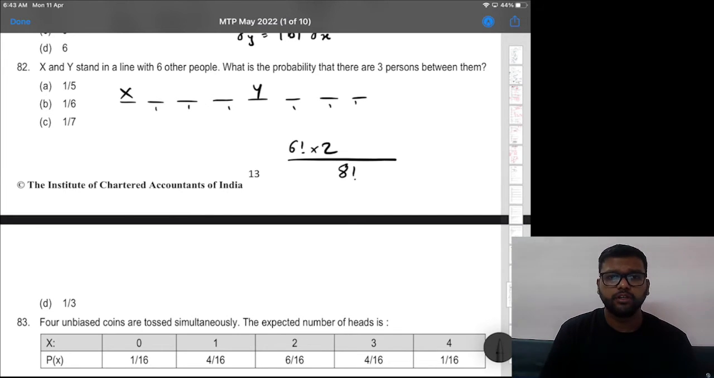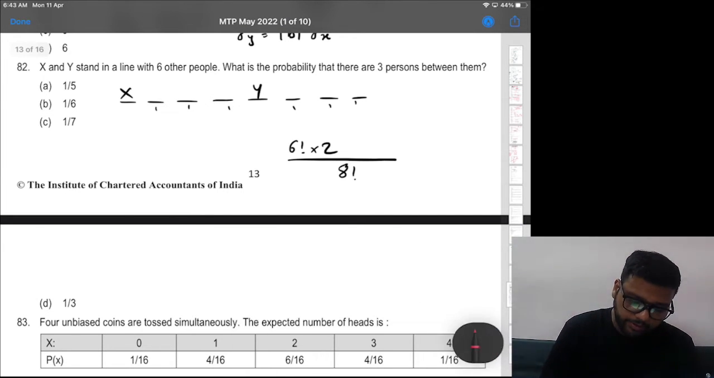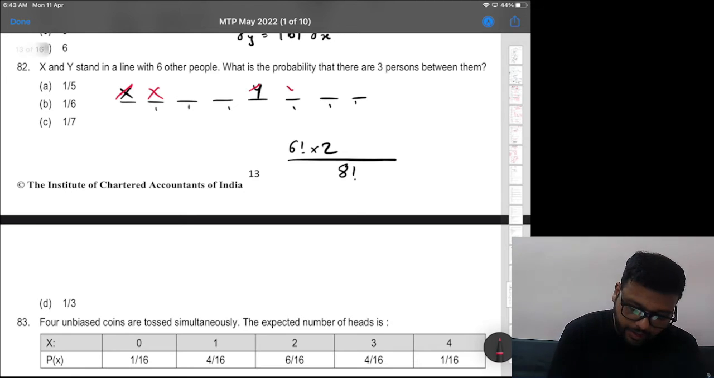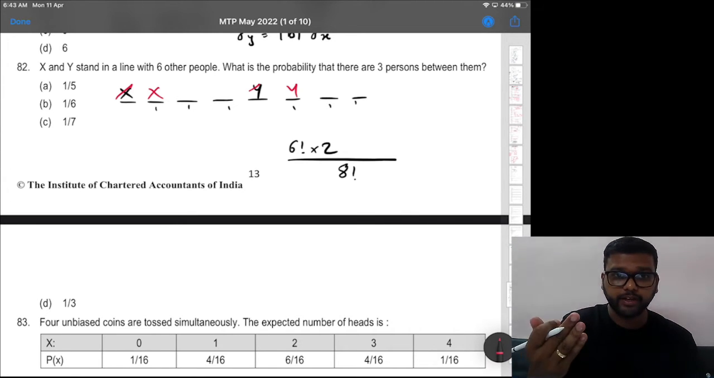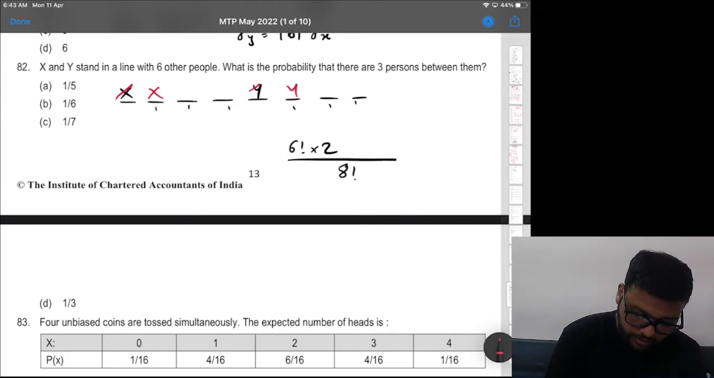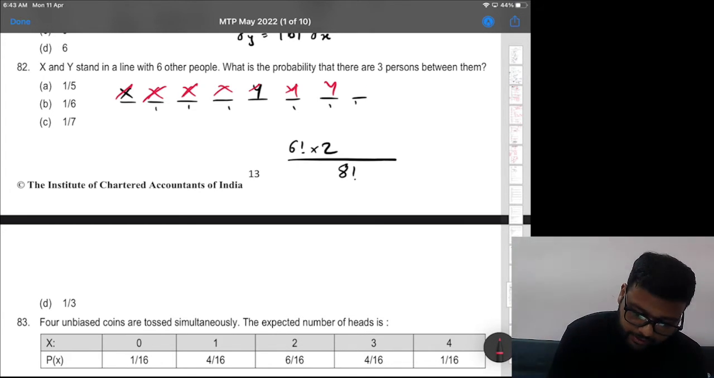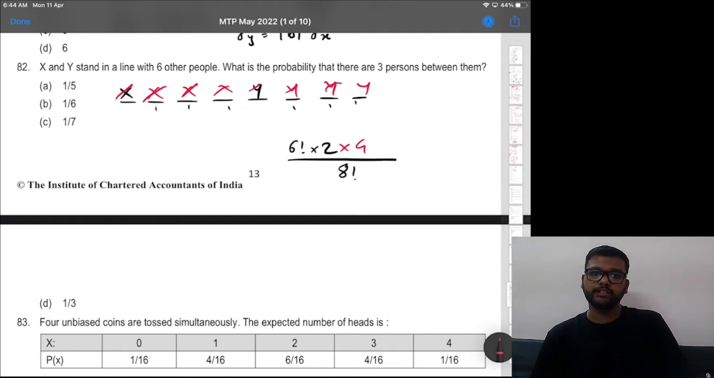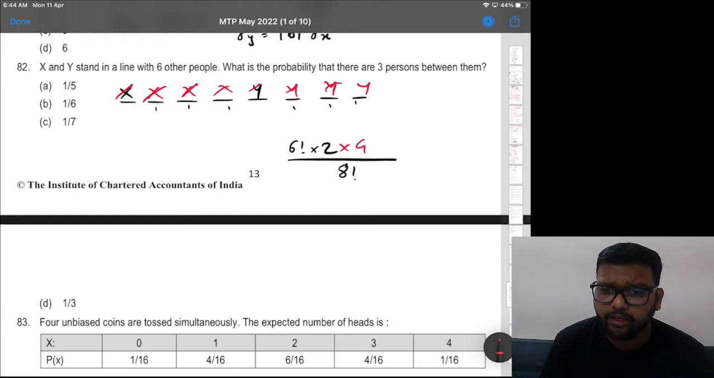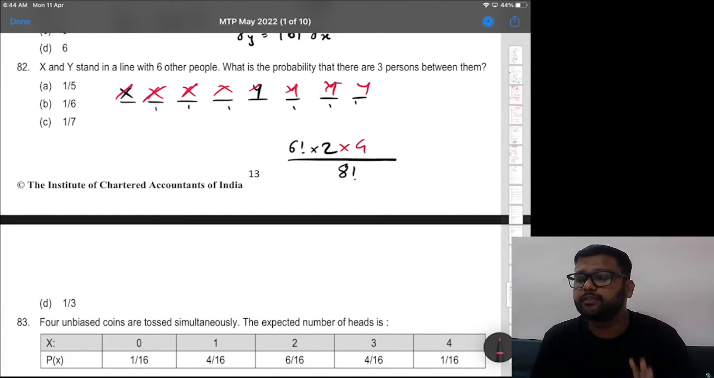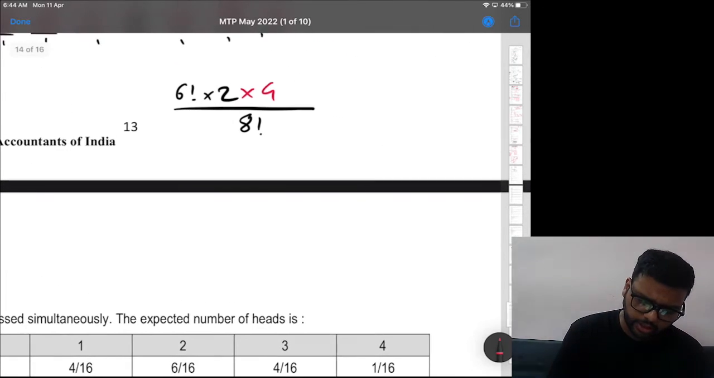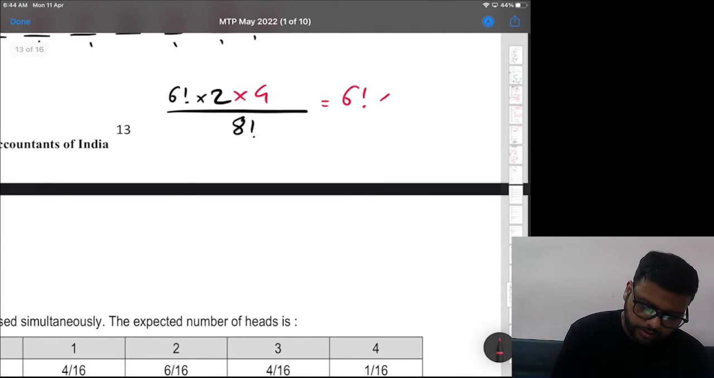Fine. But then we can write them in some other way also. We can write X here and Y here also. So there is one more way. So 2 ways. Then we can write X here and Y here also. So 3 ways. We can write X here and Y here also. So 4 ways. So there are 4 times of this in total. Understand? 6 other people, so 6 factorial. X and Y between them, so 2. And we can do this 4 times. That's why into 4. Okay. So that is going to be 6 factorial into 4 into 2 by 8 factorial.